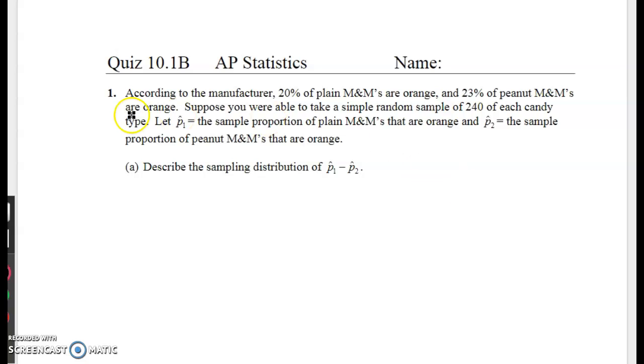Question one on the homework quiz says, according to the manufacturer, 20% of plain M&Ms are orange and 23% of peanut M&Ms are orange. Suppose you were able to take a simple random sample of 240 of each candy. Let P1 be the sample proportion of plain M&Ms that are orange and P2 be the sample proportion of peanut M&Ms that are orange. Describe the sampling distribution of P1 minus P2, or the difference of those proportions.